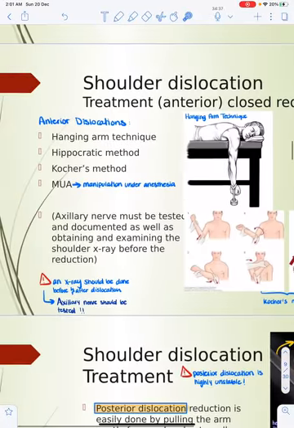I have 4 kinds. The hanging arm technique, that's number 1. Number 2 is the Hippocratic method. Number 3 is Kocher's method. Number 4, MUA, manipulation under anesthesia. Basically it means you give the patient anesthesia and move the arm until the humerus pops back into place.